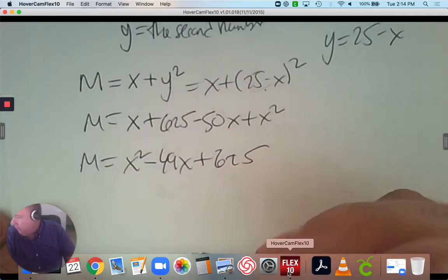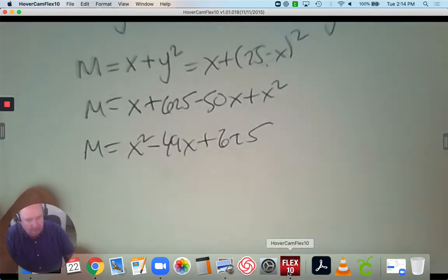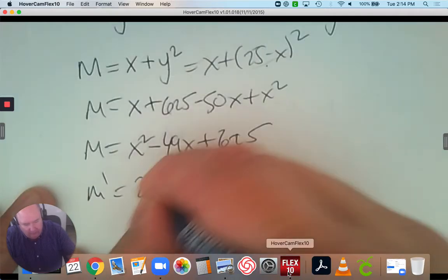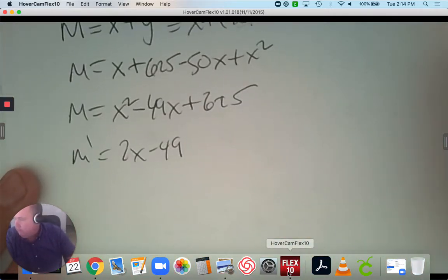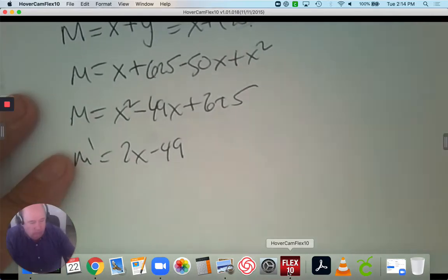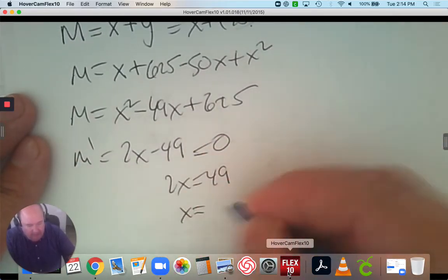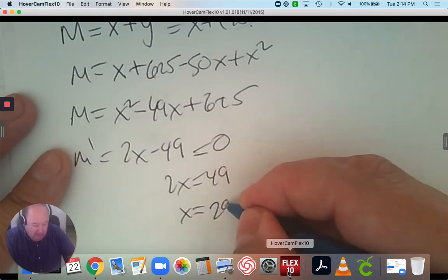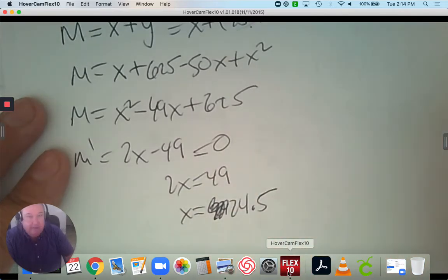If I solve this, sure I'm doing okay. If I take the derivative, I get 2x minus 49. Make it equal to 0. Add 49. Half of 49 is 24.5. I had to think about it.